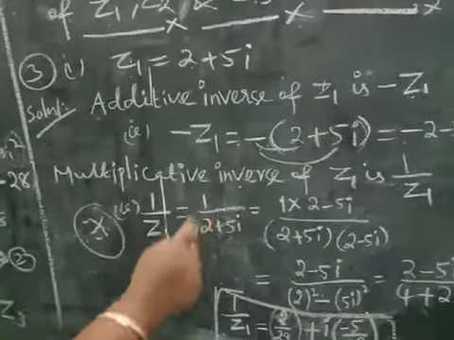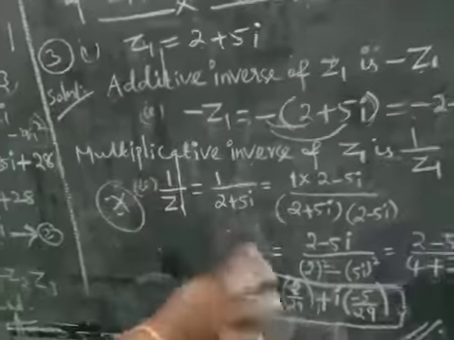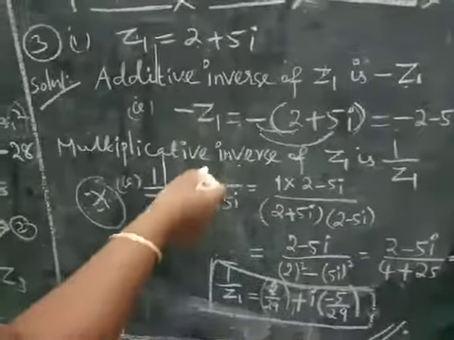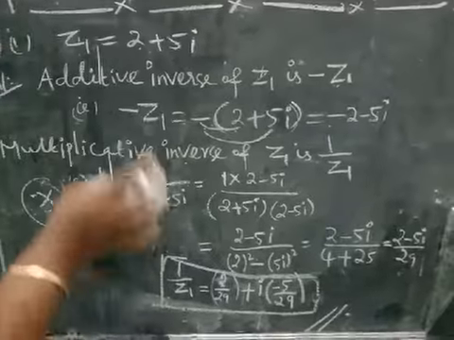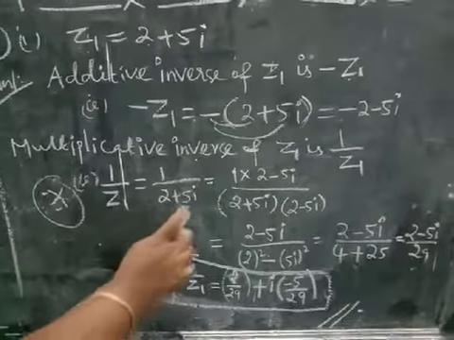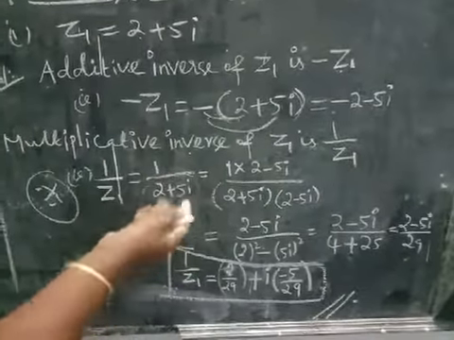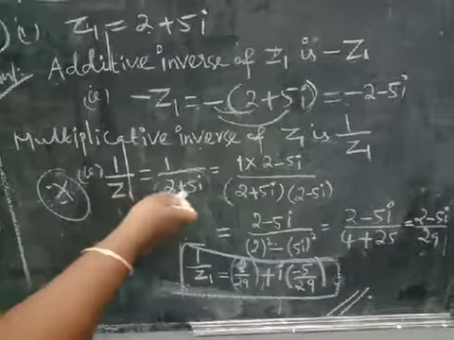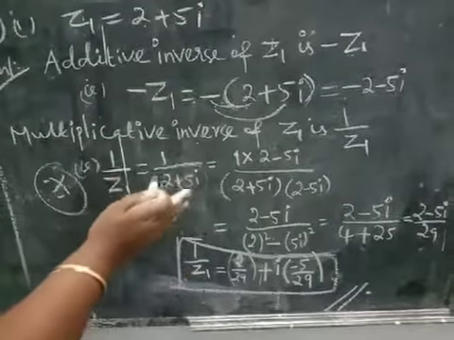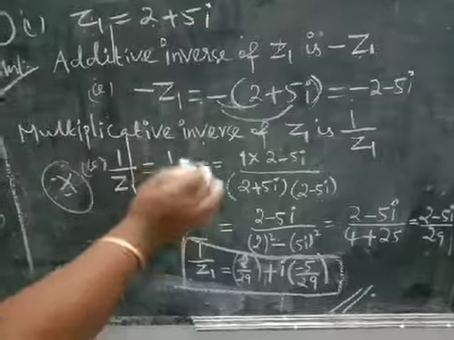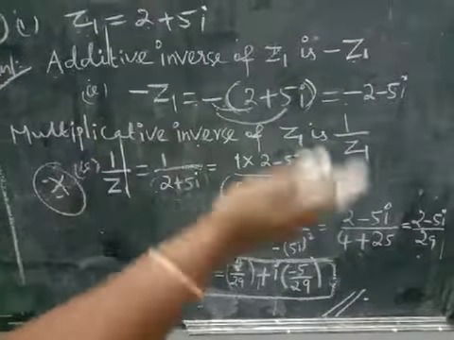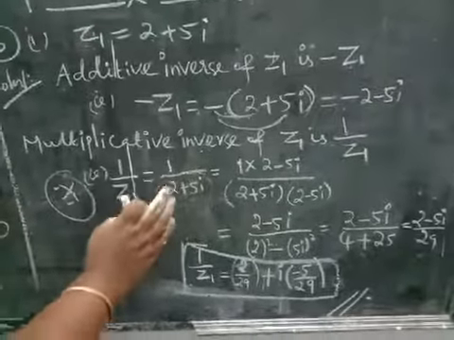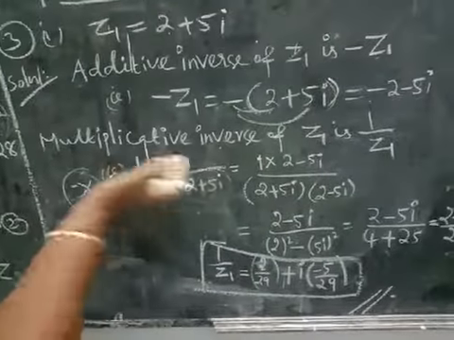We can't write this as 1 by 2 plus 1 by 5, that is wrong. See, 1 by 2 plus 5i, when the fraction form is given, this is the concept: always you should multiply the denominator. Look at the denominator, 2 plus 5i, we should multiply the conjugate of the denominator, both numerator and denominator. Next class we will learn conjugate.